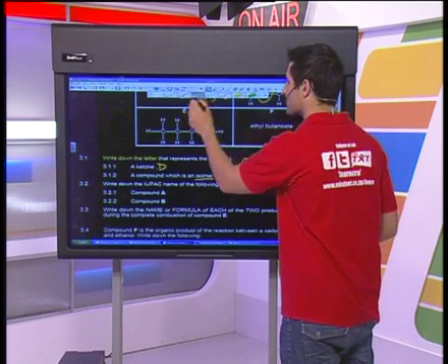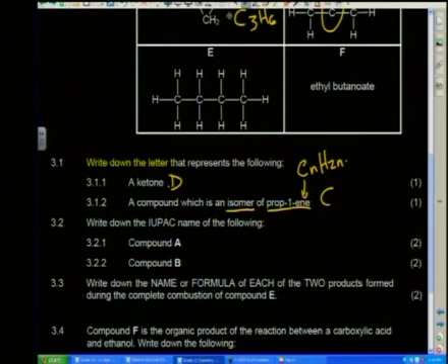Option C is the correct one, which gives us an isomer of propene. So let's just put these answers in brackets so that you know what's happening when you're doing these examples. Okay, now 3.2. I've got to do a little bit of challenging here. It says, write down the IUPAC name of the following.